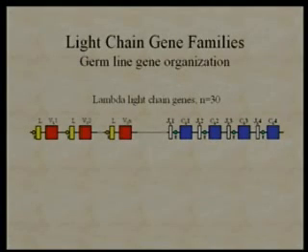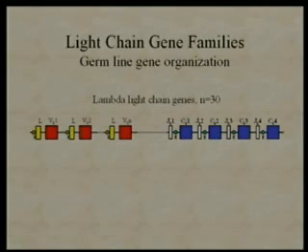And by the way, in all of these subsequent figures, the boxes are going to represent the exons, the coding sequences. The thin lines in between them are introns. This is the intervening sequences of DNA. All right, so there's one exon for each type or subtype of lambda light chain.